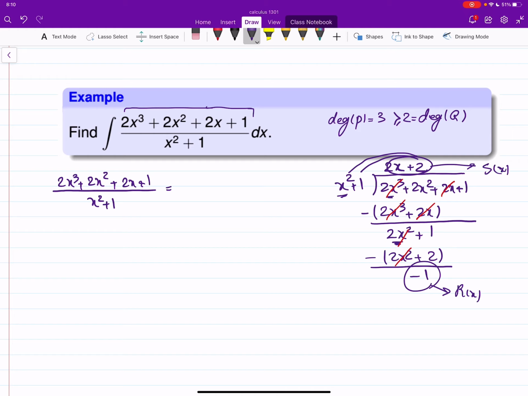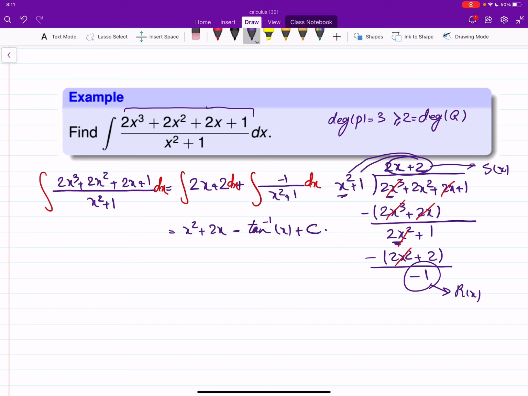So here I will get the polynomial s plus the remainder over the q. Now, if you were integrating, which we were, this will turn into two easy integrals. The first one will give me x squared plus 2x. The second one, you see, 1 over x squared plus 1. This is tan inverse of x plus c. And we are done.